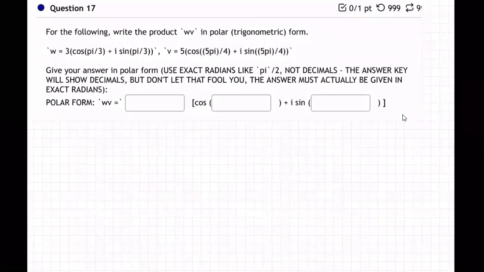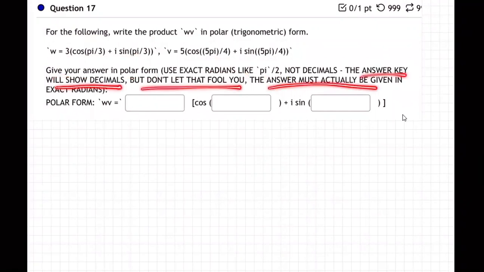Okay, let's look at this question. For the following, write the product WV in polar trig form. So they give us W, they give us V, and they say give your answer in polar form. Use exact radians, like pi/2, not decimals. The answer key will show decimals, but don't let that fool you. The answer must actually be given in exact radians.